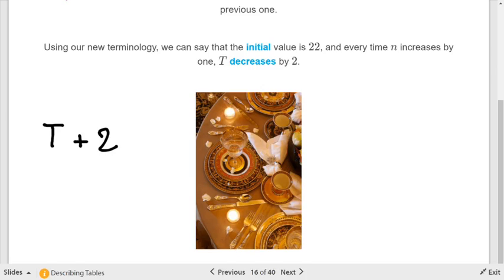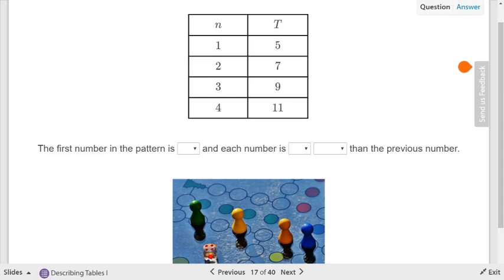So here's one. Look at our pattern. We have our number and we have our pattern. The first number of the pattern is what?